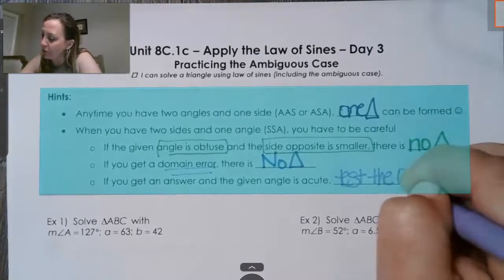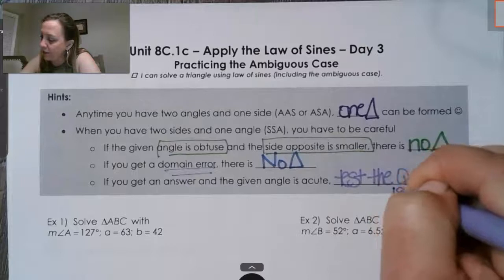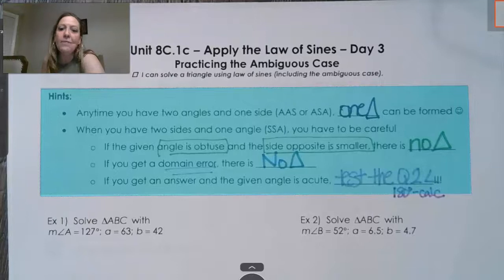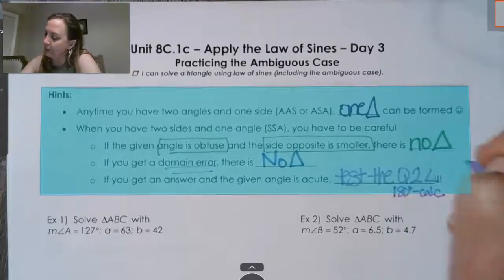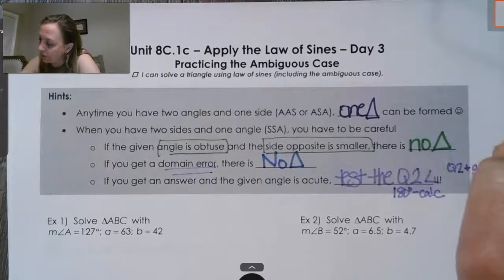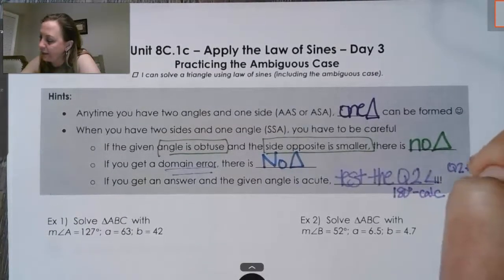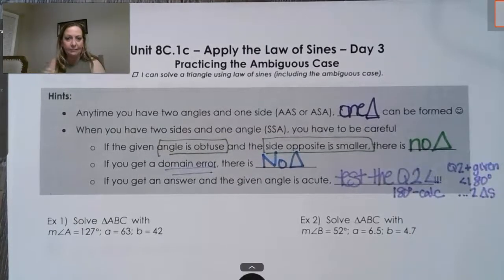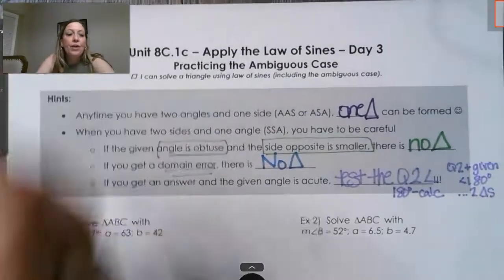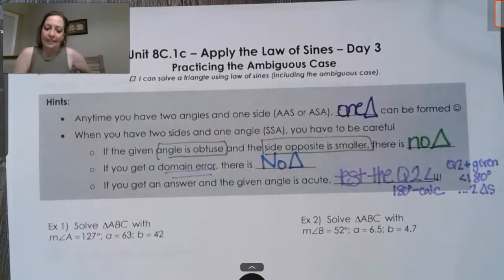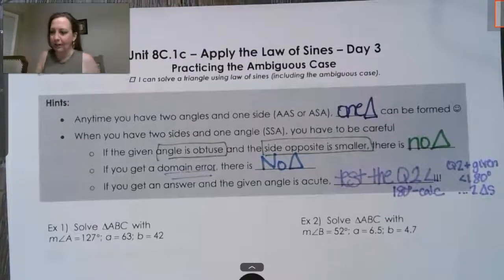Remember, the quadrant 2 angle is when we take 180 degrees minus the calculator angle. Then we see if the quadrant 2 angle plus the original angle that they gave us in the problem is less than 180 degrees. If so, that means there are going to be two triangles. So let's go to work with that, and as we go through and practice, hopefully we'll see what we can do there.